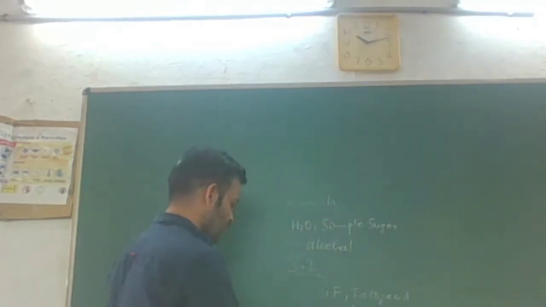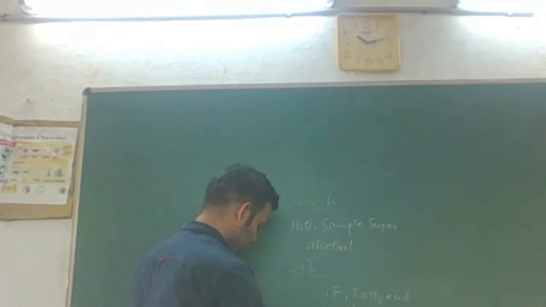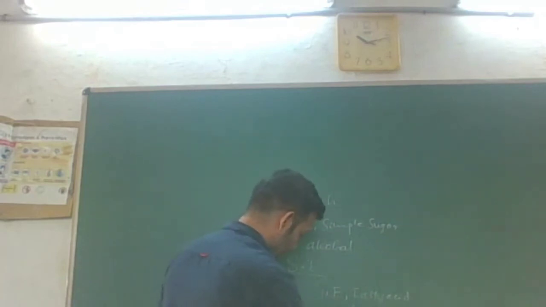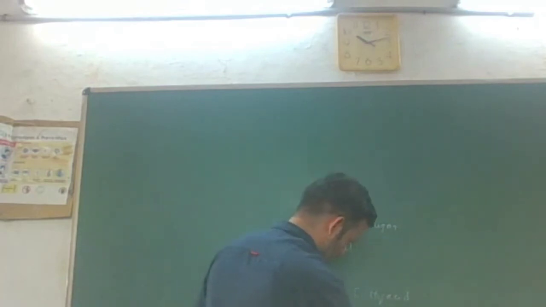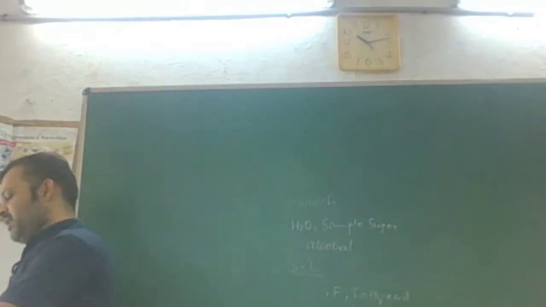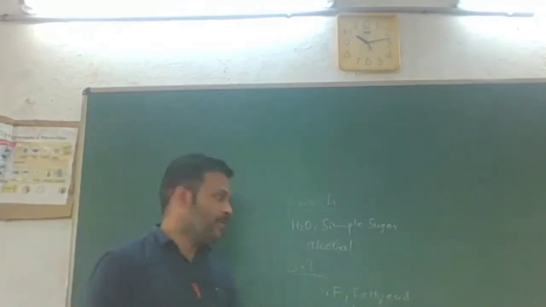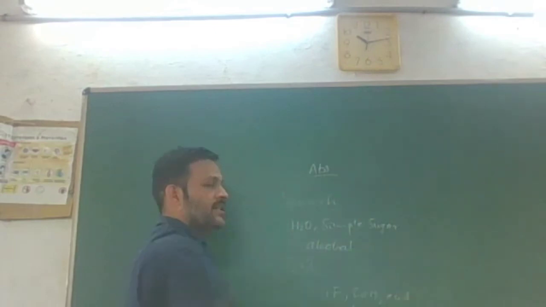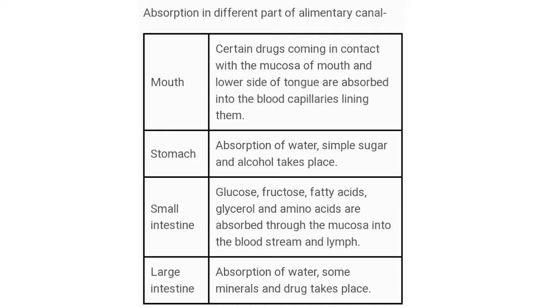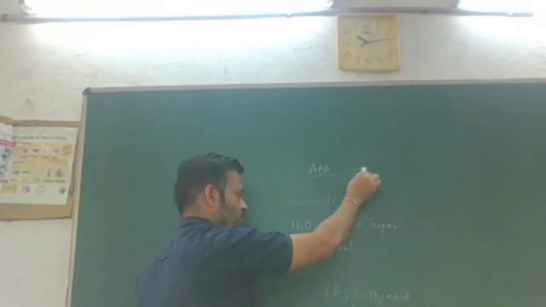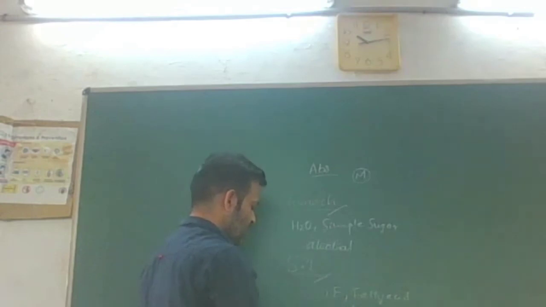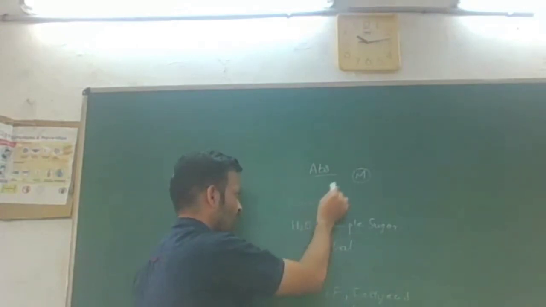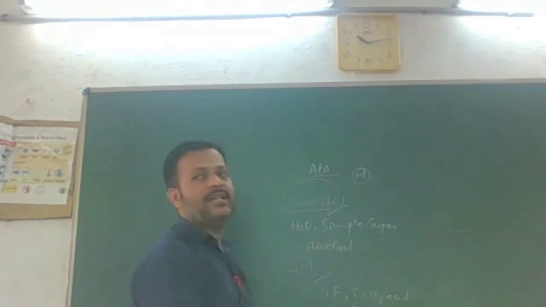Large intestine: there is absorption of water and some minerals, and some drugs will be absorbed. So these are very simple. Sometimes a 3 marks question may be asked: explain the absorption in different digestive tracts. You have to begin with the mouth, then stomach, small intestine, large intestine. There are 4 major organs in which absorption takes place.